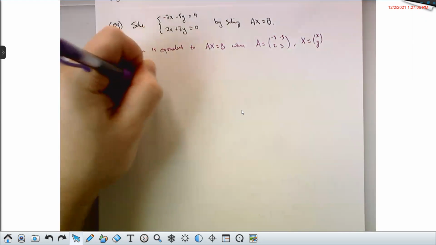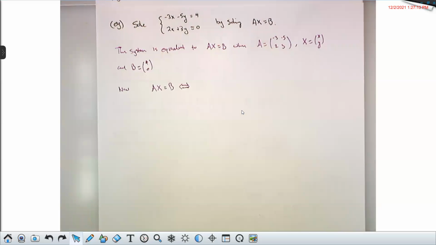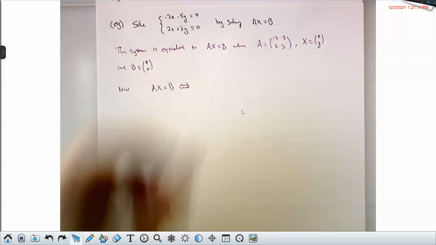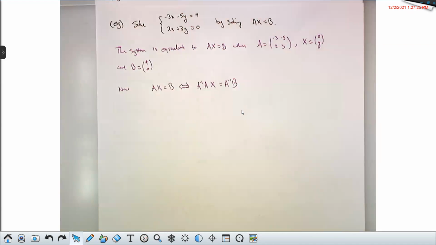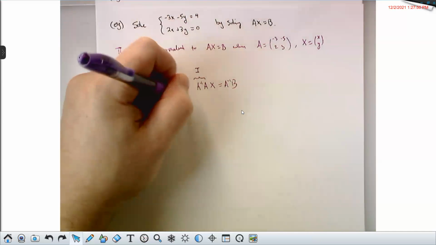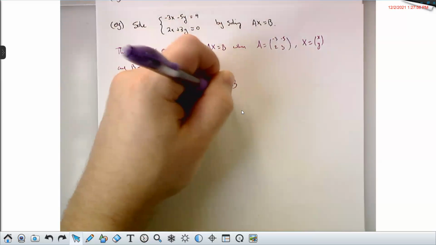Now, AX equals B. Here's the big payoff, right? We can do this all at once. This is the same as A inverse times A times X equals A inverse times B. I can multiply on both sides by A inverse. What is A inverse times A? One. Yeah, or the identity, right? Like the matrix version of 1. So this is I times X equals A inverse times B.